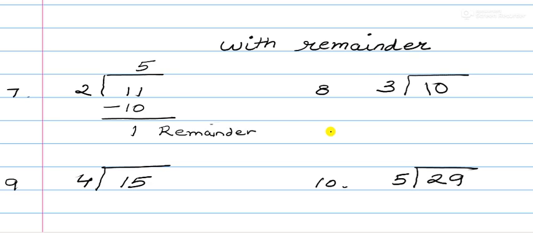Same with the next sum. 10 divided by 3. 3 times 1 is 3. 3 times 2 is 6. 3 times 3 is 9. 3 times 4 is 12. So 3 times 4 is 12 will be more than 10. So we do 3 times 3 is 9. So we write 3 on the top, minus 9 at the bottom, and 10 minus 9 is 1 here. So again, we have 3 as the answer, 1 as the remainder.